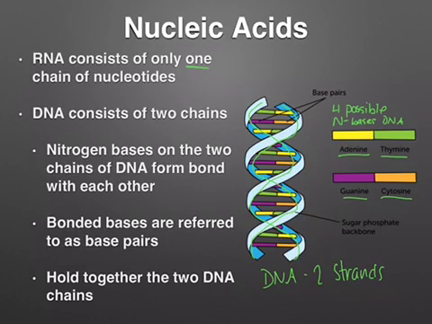The nitrogen bases on the 2 chains will form bonds together. So right here, the 2 bases are bonding together, and the bonded bases are referred to as base pairs. So what you'll notice right here is that we have adenine next to thymine, and they will always pair together, whereas down here we have guanine next to cytosine, and those 2 will always pair together. And it's those bonds between the base pairs that hold the 2 chains of DNA together.